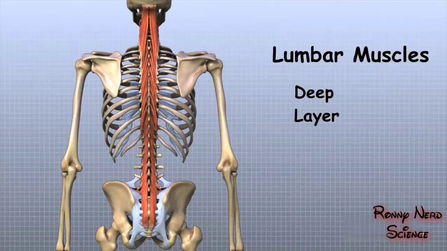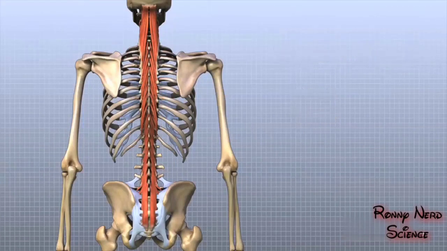These muscles connect the lumbar vertebra, pelvis, and sacrum and coordinate movement with the muscles of the abdomen to help hold the spine steady during activity.